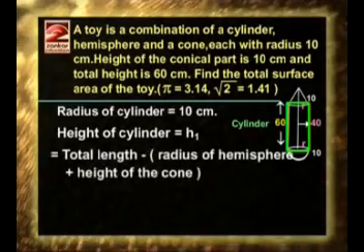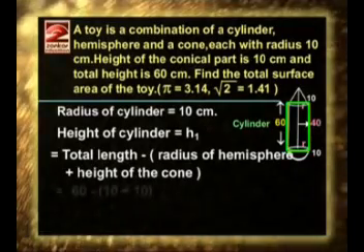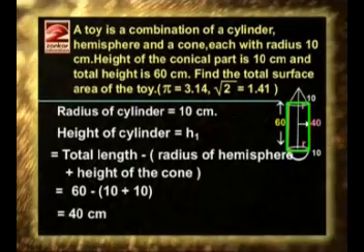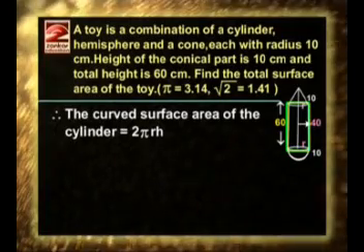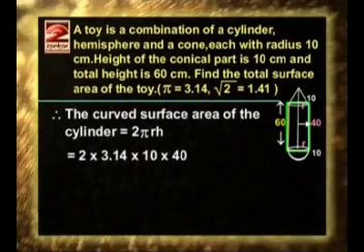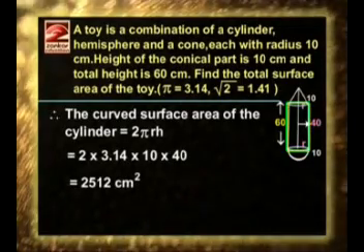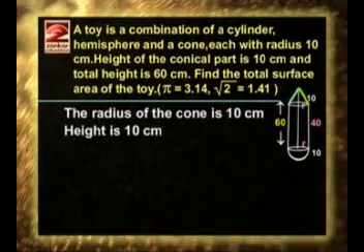equal to total length minus radius of hemisphere plus height of the cone, that is equal to 60 minus 10 plus 10, that is equal to 40 centimeter, and therefore the curved surface area of the cylinder is equal to 2 pi rh, that is equal to 2 into 3.14 into 10 into 40, that is equal to 2512 centimeter square. Statement 1.